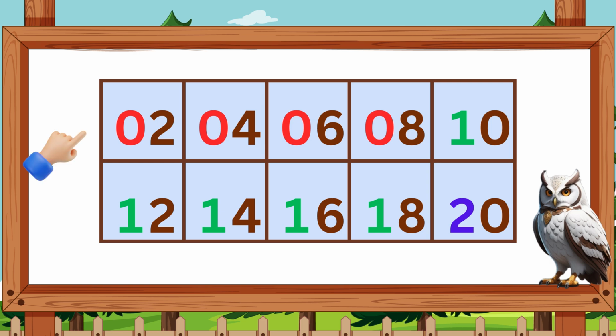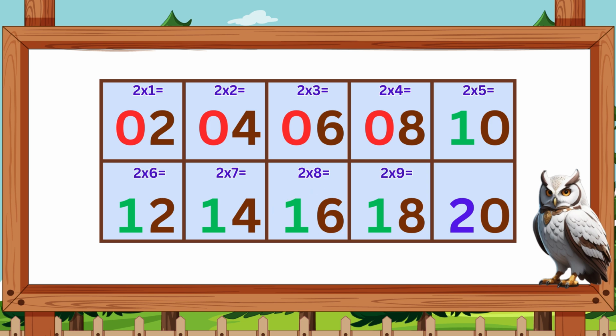Here's how it works. Start from the top left box and go across. 2 times 1 equals 2, 2 times 2 equals 4, 2 times 3 equals 6, 2 times 4 equals 8, 2 times 5 equals 10, 2 times 6 equals 12, 2 times 7 equals 14, 2 times 8 equals 16, 2 times 9 equals 18, 2 times 10 equals 20.